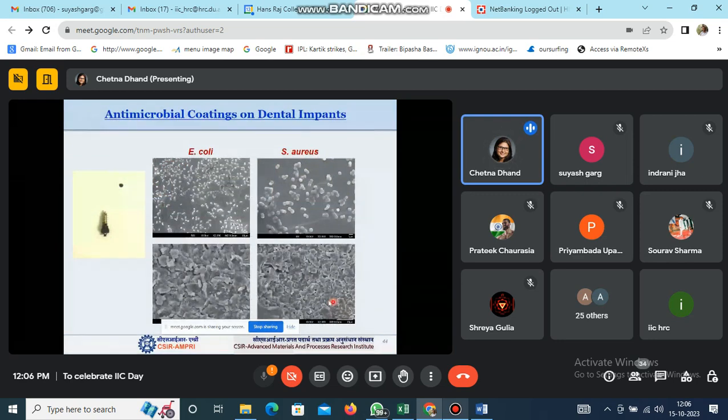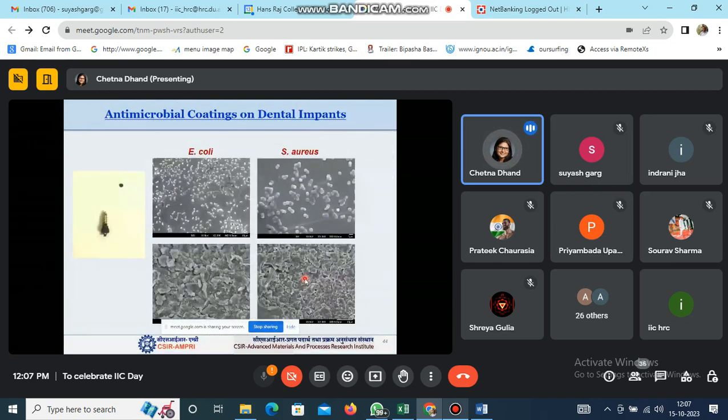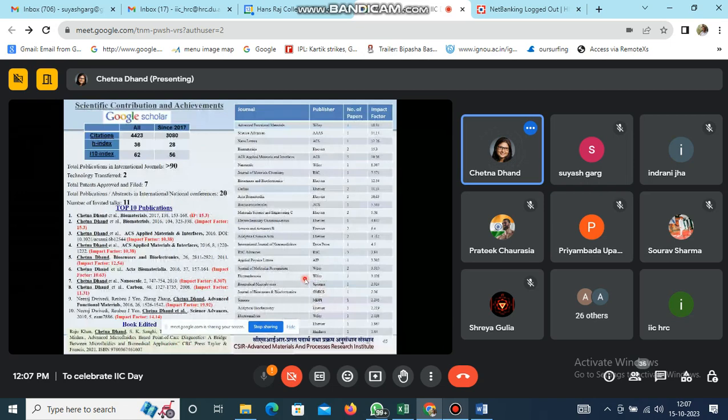Even for dental implants, you can see, if it is an uncoated dental implant, there is a lot of adhesion of bacteria on the dental implants. But when there is a coating, there is no bacterial adhesion on the dental implants. So we are working on different aspects. This is just to give an idea of how important these coatings are. And this is just a glimpse of our achievements, I think.